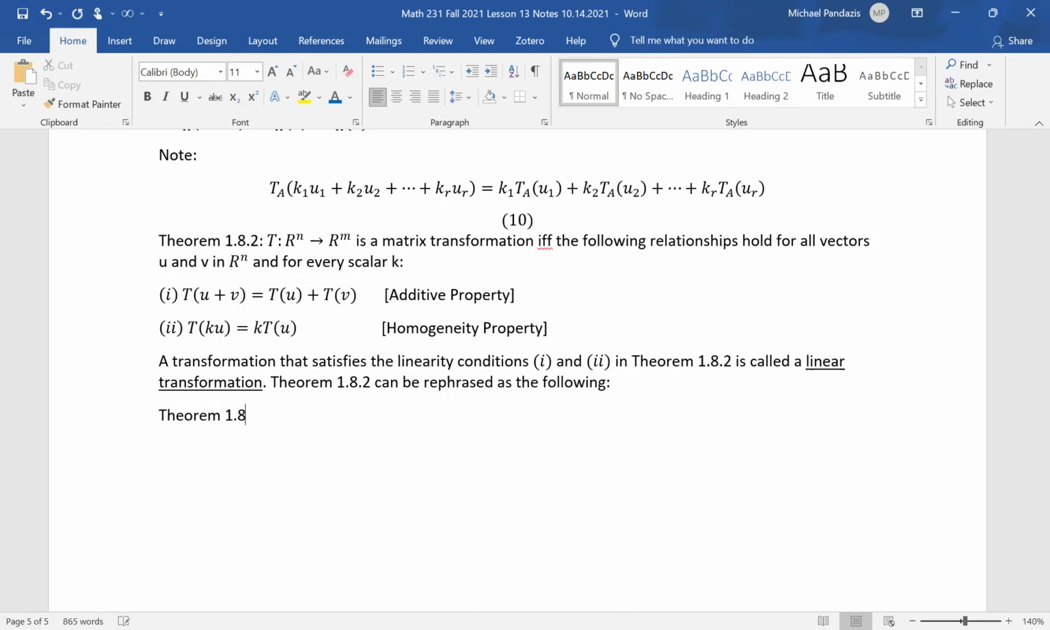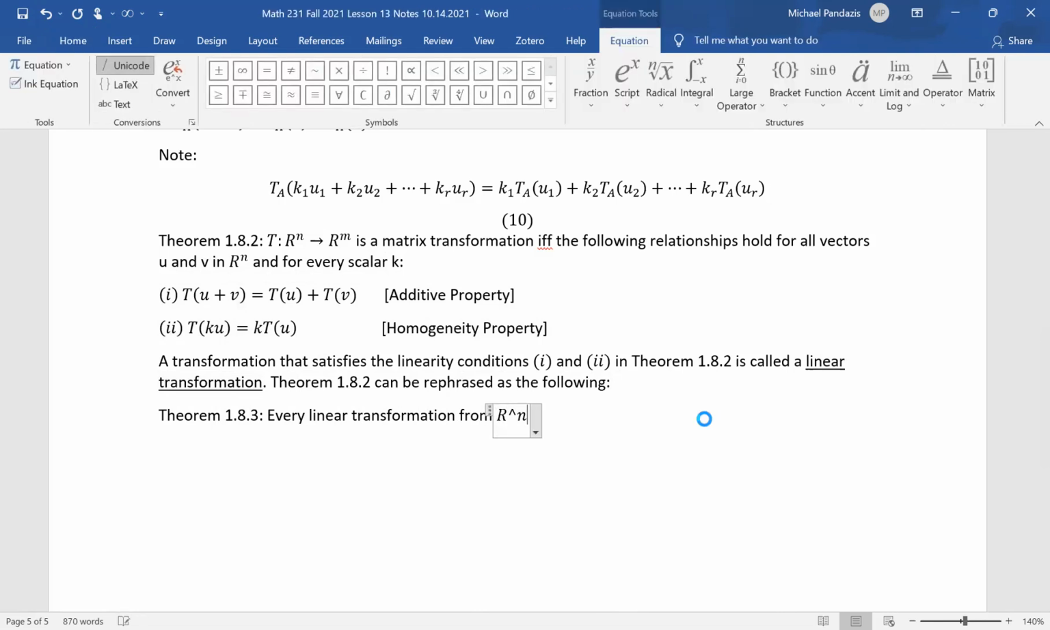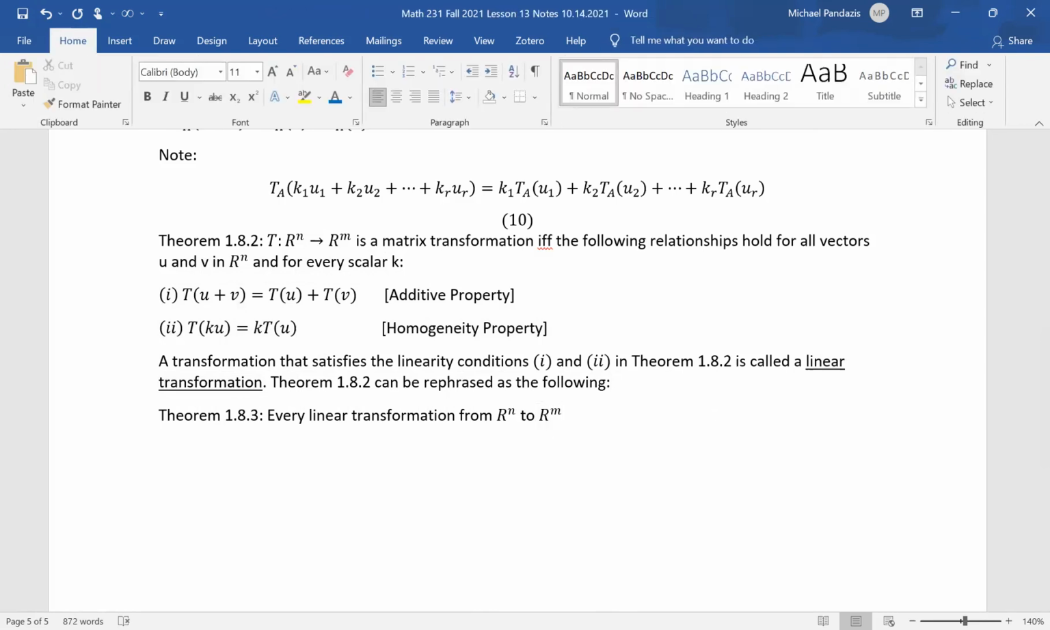Theorem 1.8.3. It says every linear transformation from Rn to Rm is a matrix transformation. And conversely, every matrix transformation from Rn to Rm is a linear transformation.